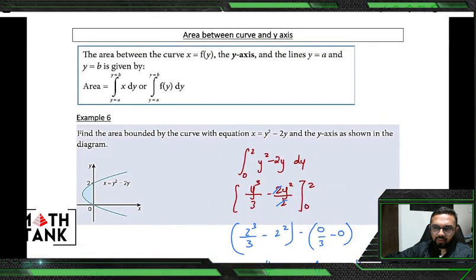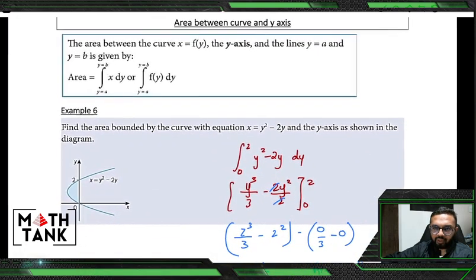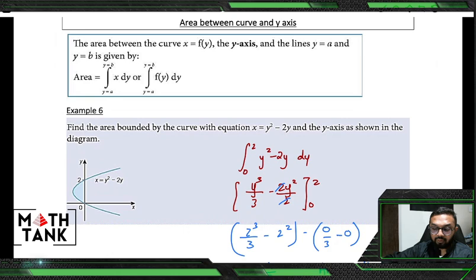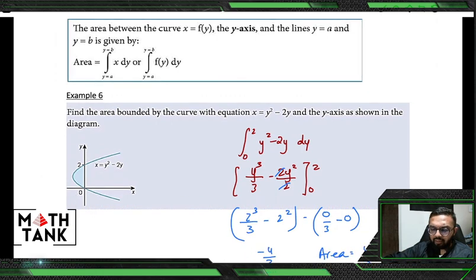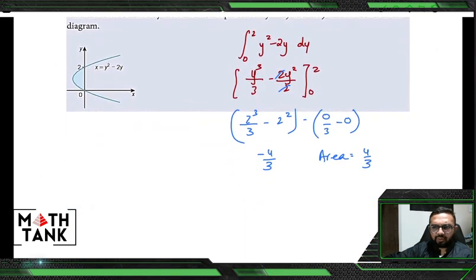Then it says area between curve and y-axis. That's something that I've already talked about. You have the equation in terms of y, and then you have a dy as well. If you have all of that, you'll have limits of y, not limits of x. You'll have limits of y, and you integrate on the y-axis, and that tells you the area between the curve and the y-axis.